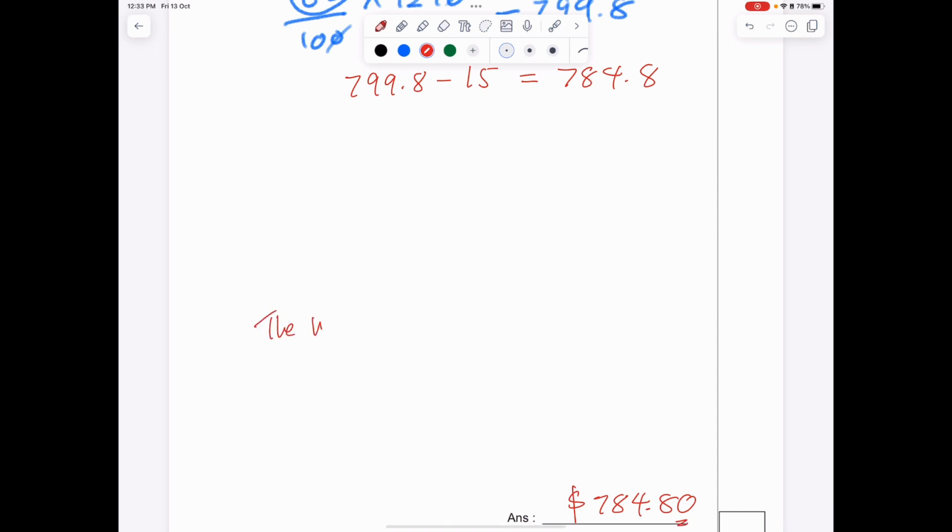So the necklace cost $784.80. And that's how you do it.